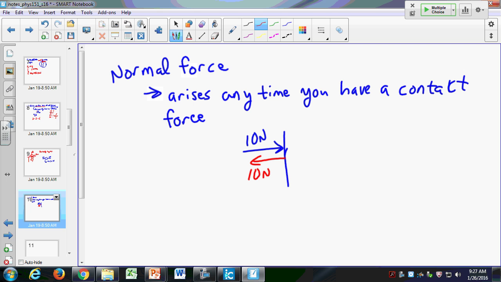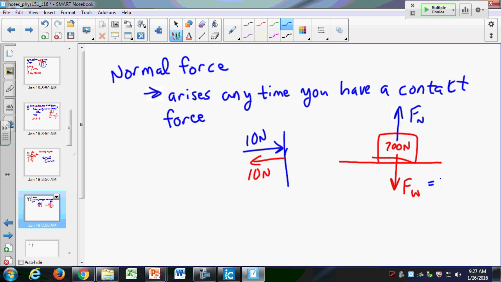Also, for example, if I have an object that's just sitting on the ground, and let's say that it has a weight of 700 newtons. That's the typical weight of a person, by the way, 700 newtons. If I draw the free body diagram, that's my weight. It points downward towards the Earth. There will be a normal force that will point upward, Fn. Here, my force weight is 700 newtons, so my normal force is also 700 newtons.